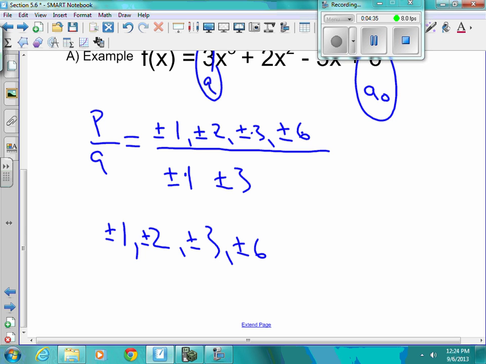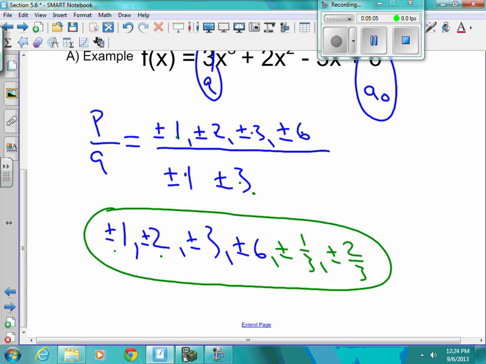Now we have to do the same thing, except this time we're going to divide by this 3 on the bottom. 1 divided by 3, plus or minus 1/3. 2 divided by 3, plus or minus 2/3. 3 divided by 3 is 1. I don't have to write 1 because I already have it over here. And then 6 divided by 3 is 2. I already have 2, so I don't have to write it again. So this would be a list of all the possible rational zeros.